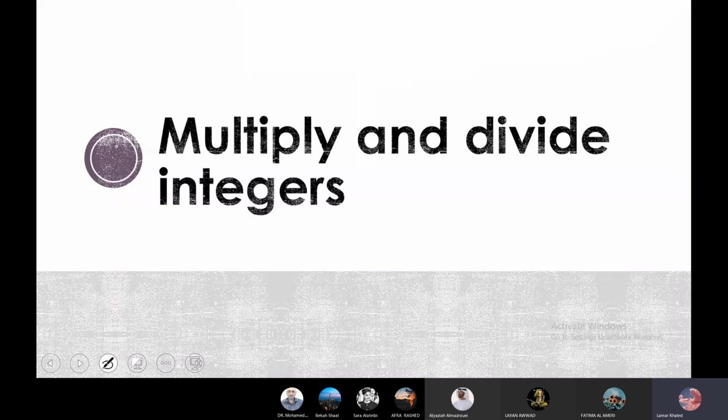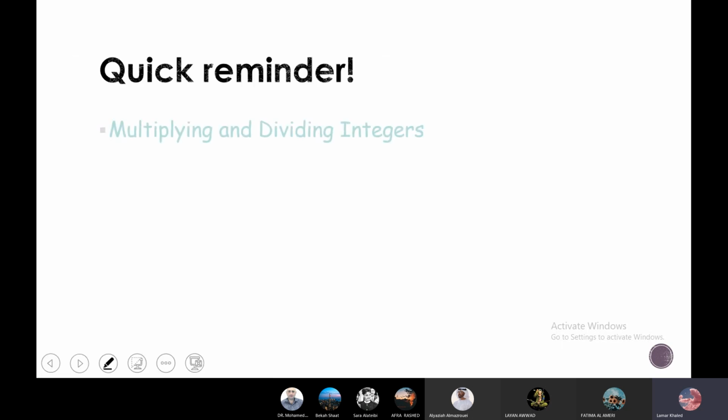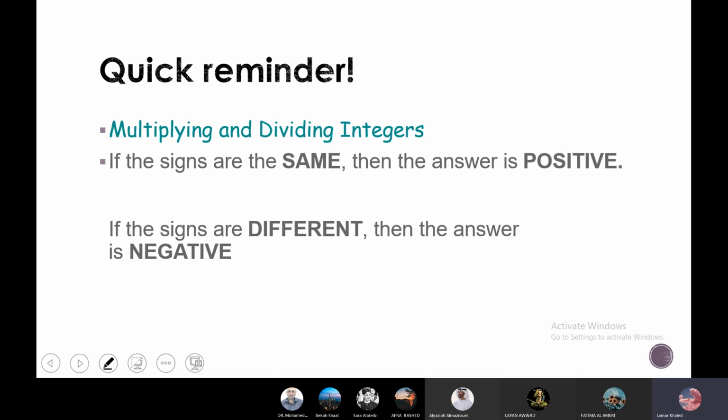Now lastly, we have multiplying and dividing integers. The multiplication and division rule is so simple. You only need to understand that if we have the same sign, like positive times positive, positive divided by positive, negative divided by negative or negative times negative, the answer will be positive. But if we have different signs, the answer will be negative. So only remember that when multiplying, if we have same signs, the answer will be positive, and if we have different signs, we're going to have negative.